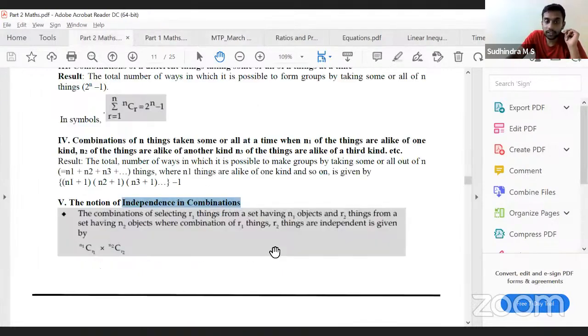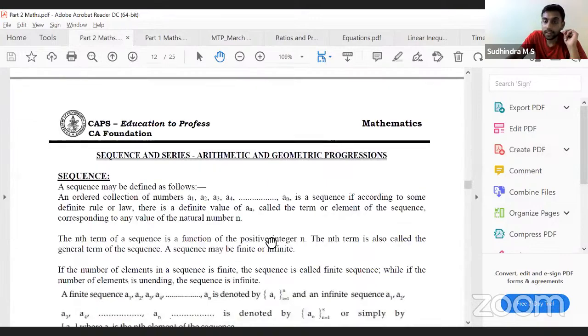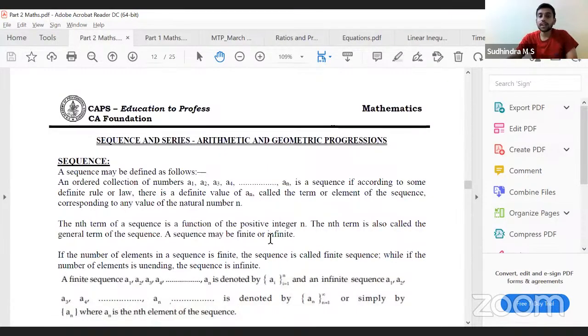Can I move on to the next discussion? Next one, again an easy topic, arithmetic progression and geometric progression, AP and GP. For that, we need to understand the concept of sequence and series first. What is a sequence? A sequence is an orderly collection of numbers, where the order is based on some definite rule or law.